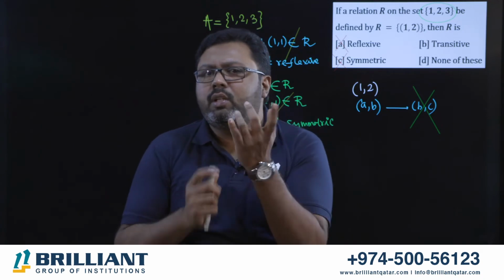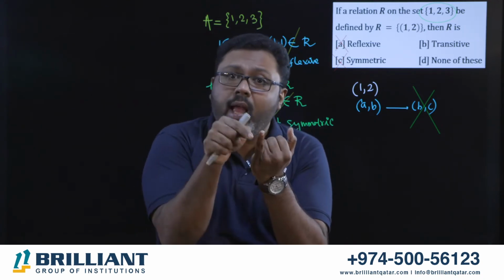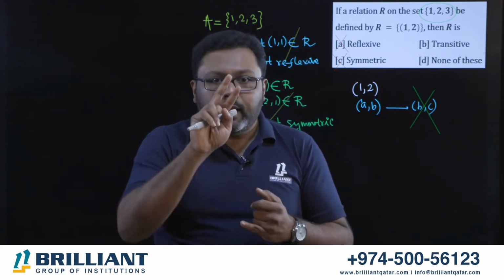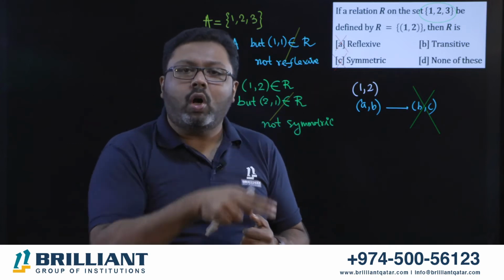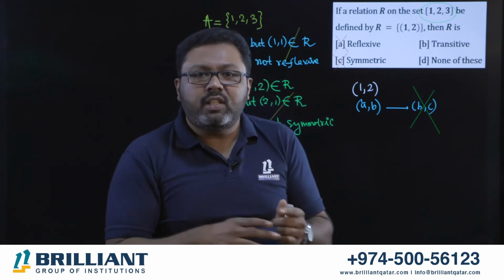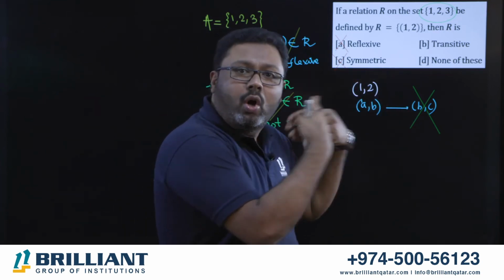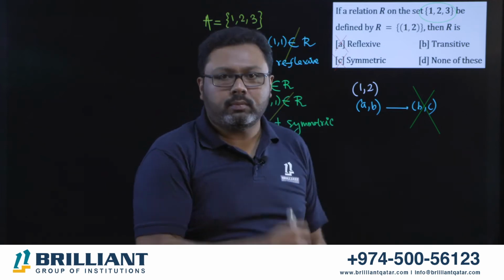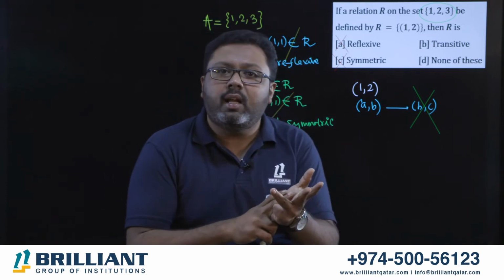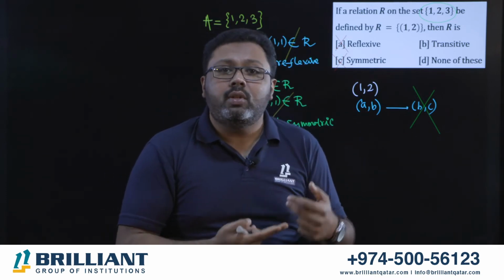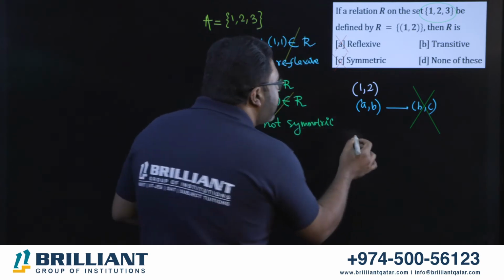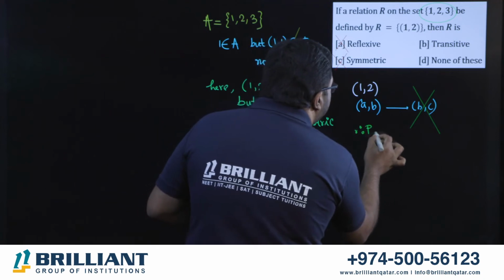Once again, what is the condition for not being transitive? AB and BC should be there. Then, if AC is not there, it is not transitive. All the other cases, which do not satisfy this not-transitive condition, are definitely transitive. AB is there, but BC is not there, so it is not satisfying the condition to become not transitive. Therefore, R is transitive.